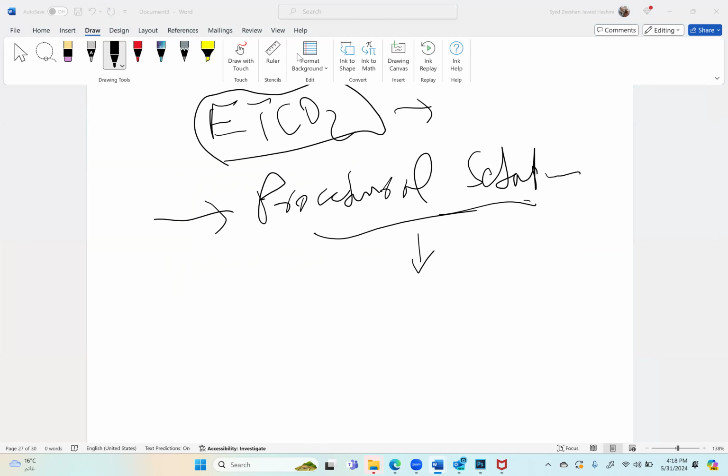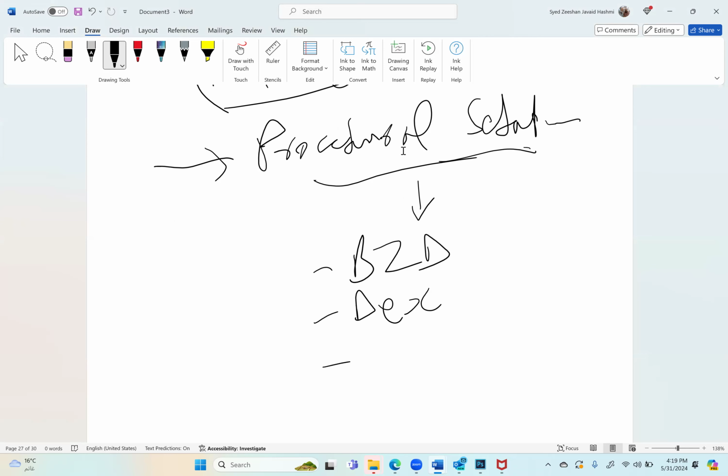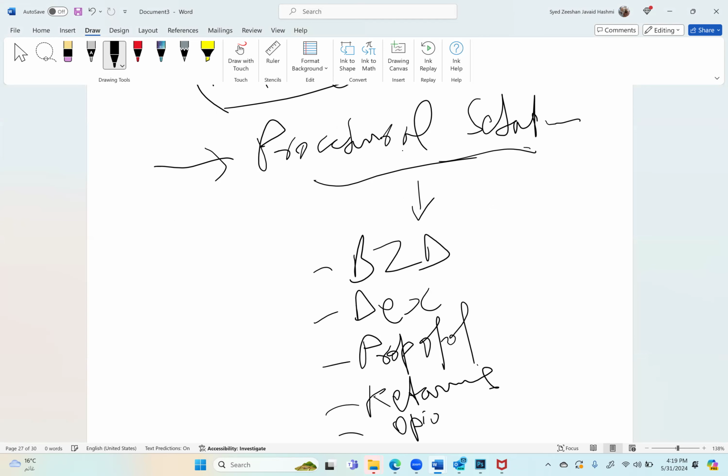What medications can we use? Benzodiazepines, dexmedetomidine. What else? Low doses of propofol can also be used. What else? Short-acting opioids. What about ketamine? Ketamine.